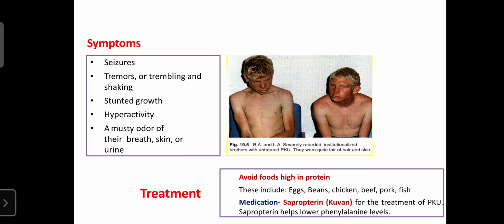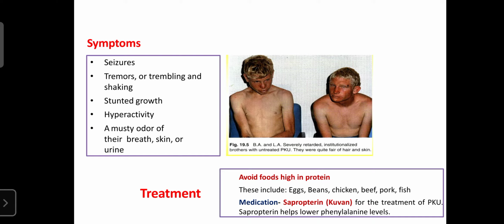Okay, so there is a problem in the breath: a smell in the breath. The skin also smells, and the urine has a musty odor. Those are the signs and symptoms of phenylketonuria, PKU. Regarding the treatment, you should avoid foods containing high protein, especially eggs, beans, chicken, beef, pork and fish in case of phenylketonuria, and medication is also available.